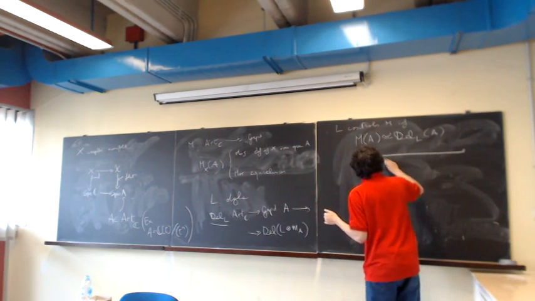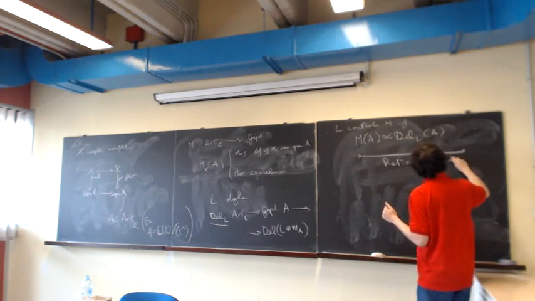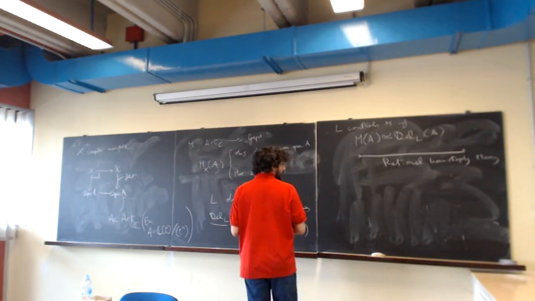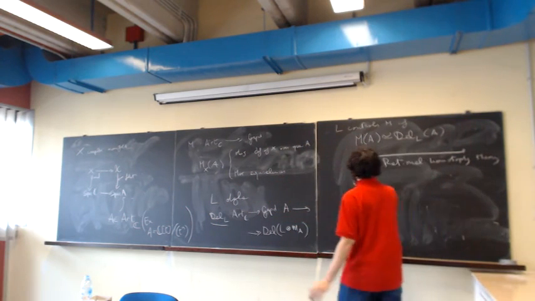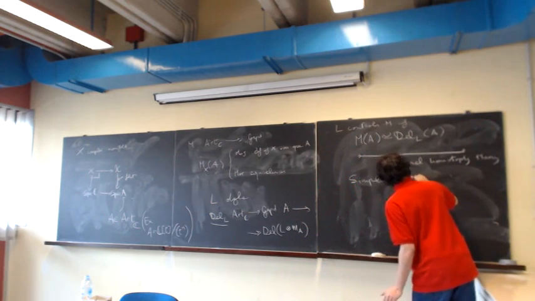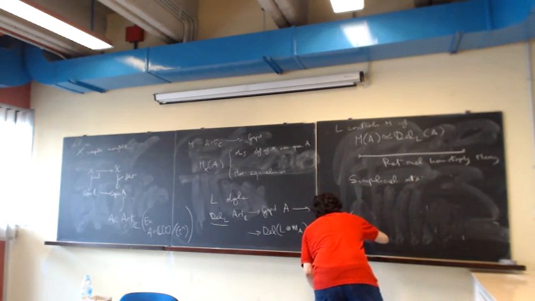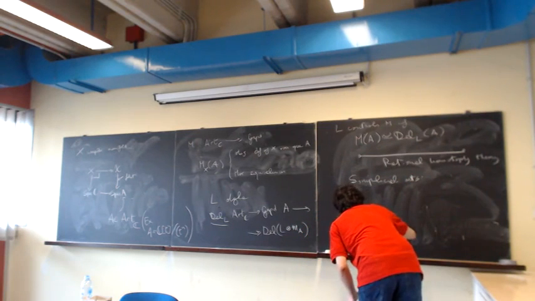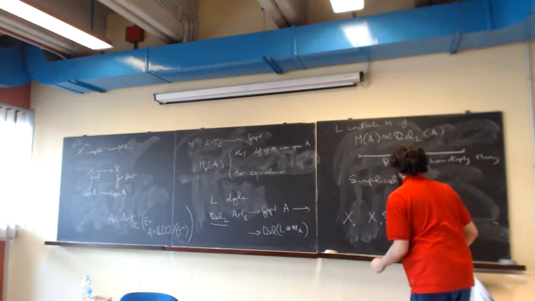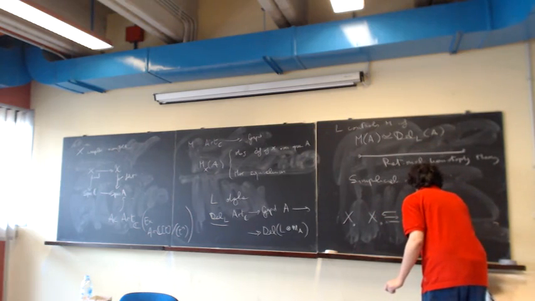Now, on the rational homotopy theory side, we want first to recall what a simplicial set is. So, a simplicial set is a diagram of this type. We have a sequence of sets X_0, X_1, X_n.